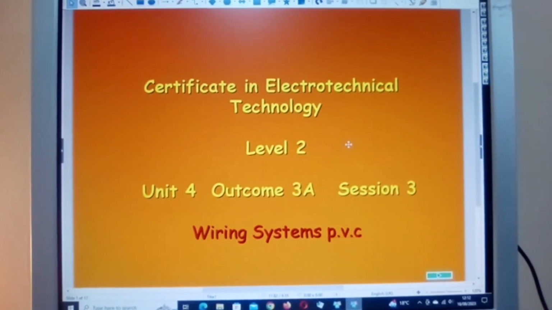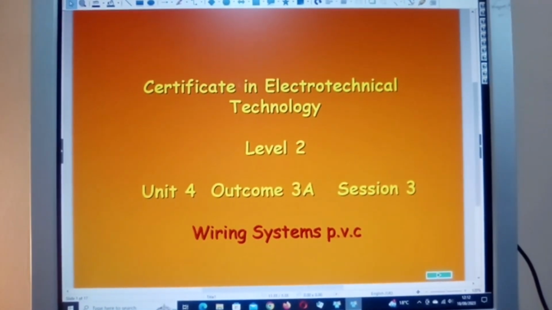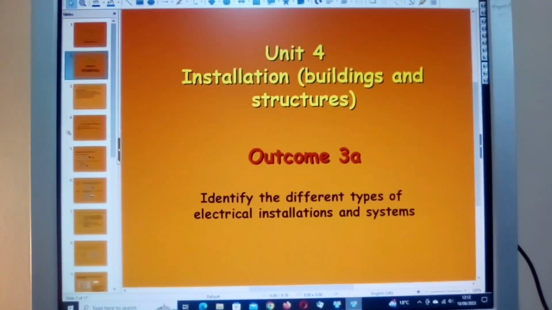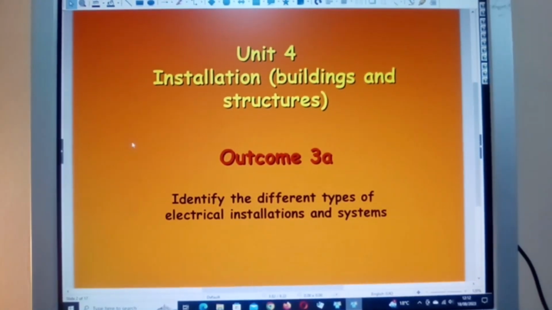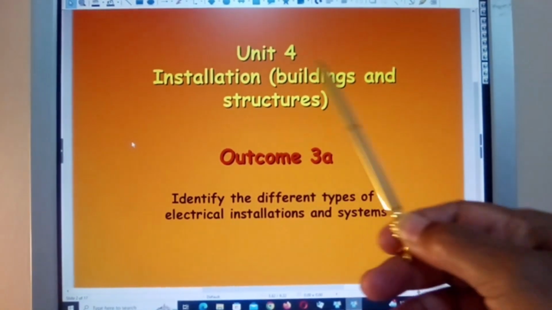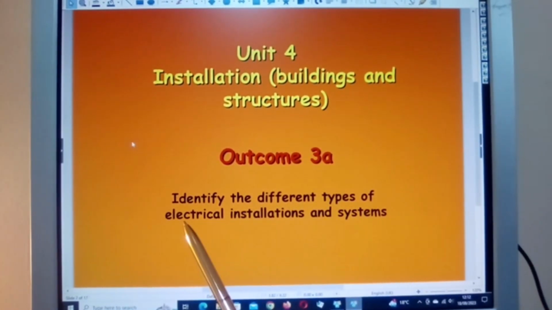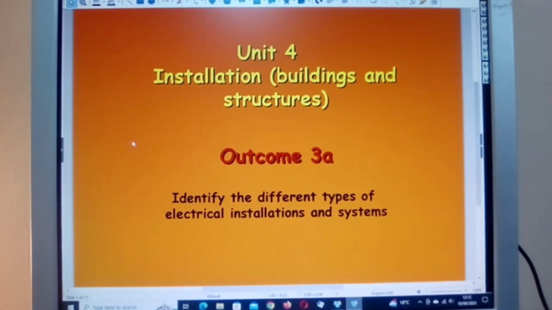Wiring systems, PVC. Installation, building and structures, outcome 3A. Identify the different types of electrical installations and systems.